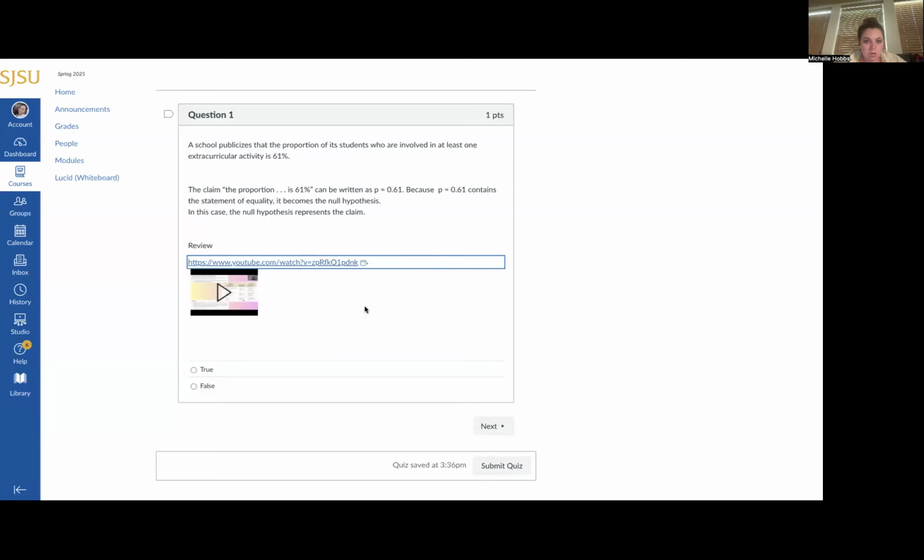Okay, so the claim is 61% because P contains the statement of equality. It becomes the null hypothesis. In this case, the null hypothesis represents the claim.